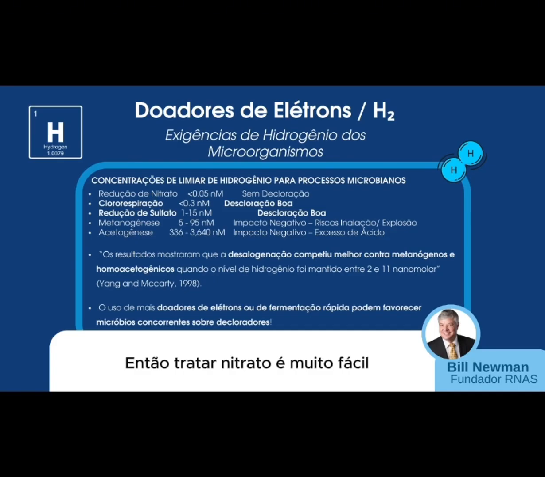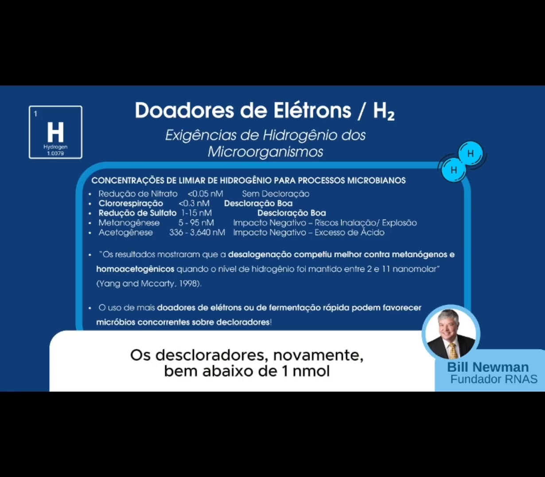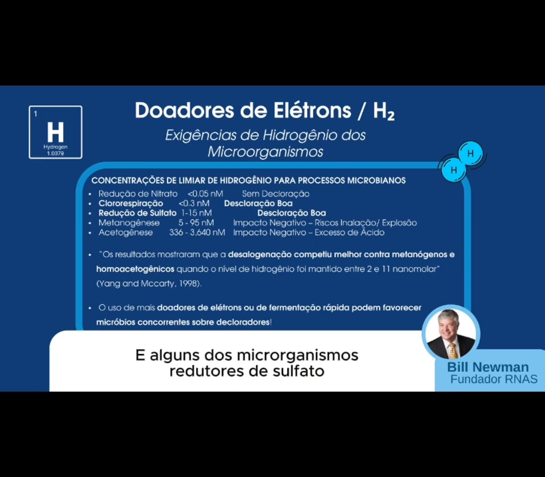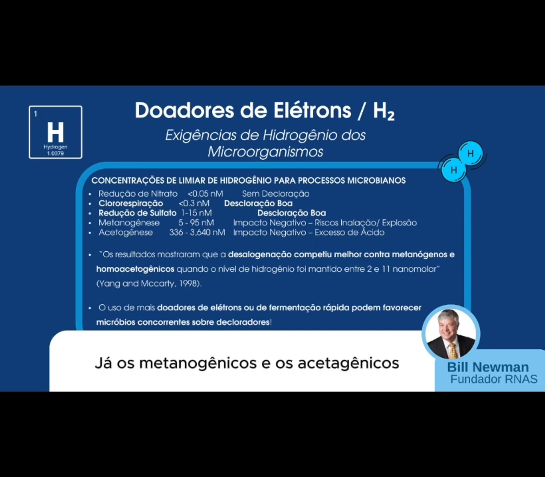As you can see, the nitrate reducers require very low concentrations, so treating nitrate as a contaminant is very easy. The dechlorinators, again, well under 1 nanomole, 0.3 nanomoles, so again, very low. Sulfate reducers require a bit more, and some of the sulfate reducing microbes are also dechlorinators. And then the methanogens and the acetogens, which are competing microbes that don't necessarily help us treat our chlorinated solvents, they require much more hydrogen.